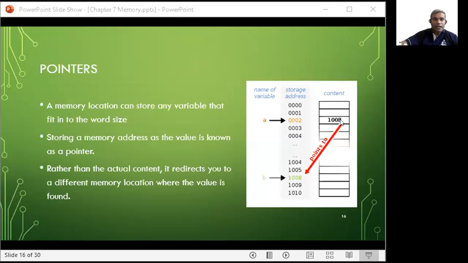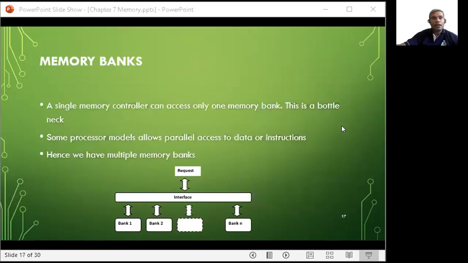The memory can store any type of data, including other memory addresses. If you store a memory address as its data, it's called a pointer. Pointers are commonly used in programming techniques where data is referenced by address.